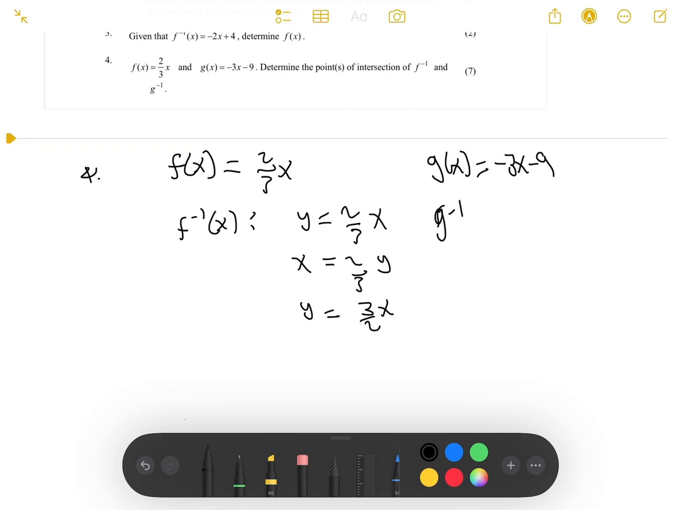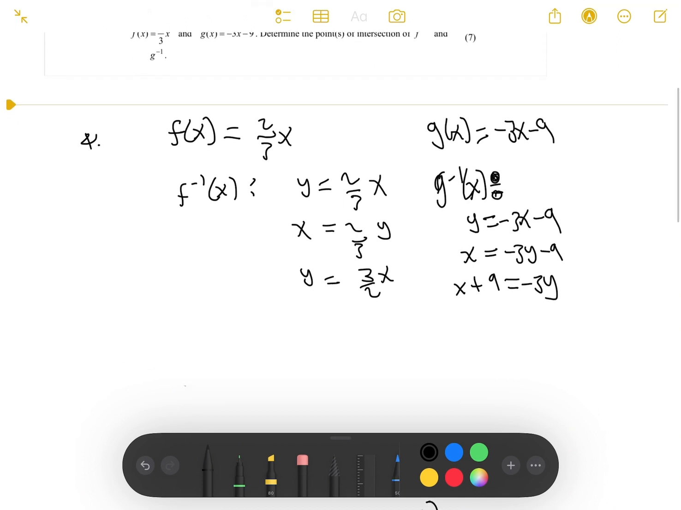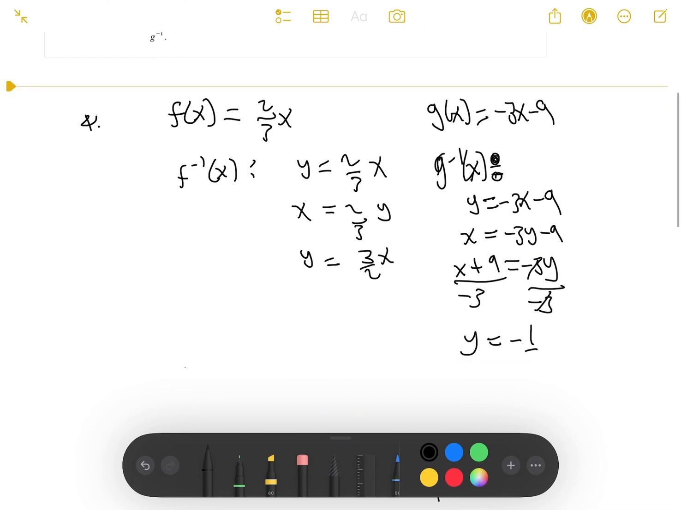the inverse graph, we find that we're starting with y equals to -3x minus 9, right? But then now interchanging, we get x being equals to -3y minus 9, okay? And then from this, we therefore get x plus 9 being equals to -3y. Okay, and then from this, what do we get? Divide by -3, divide by -3. Therefore, y is equals to -1/3x minus 3.